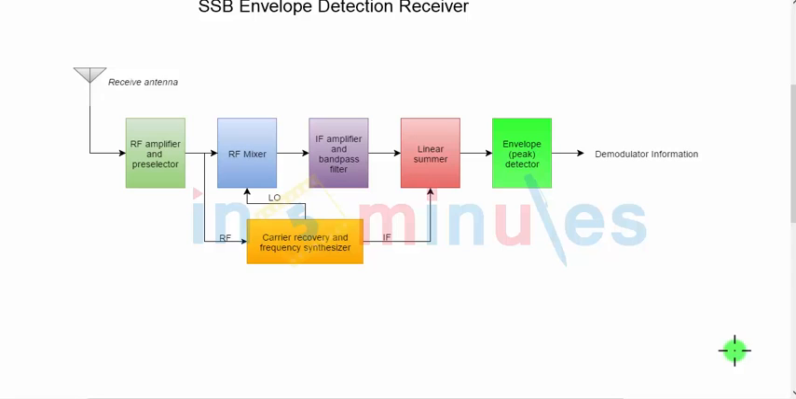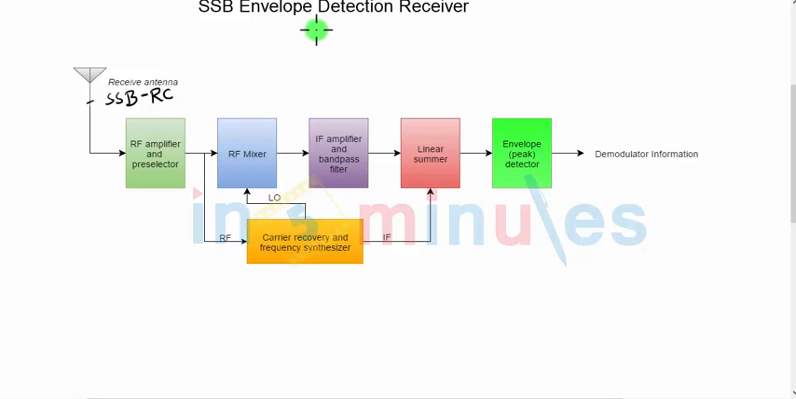So this is the block diagram of the second SSB receiver, which is called the SSB envelope detection receiver. Through the receiver antenna, we will receive the SSB signal. It could be single sideband suppressed carrier, in which case the carrier needs to be generated locally in the demodulation process, or it can also be single sideband reduced carrier form.